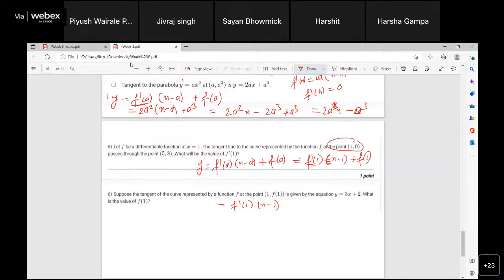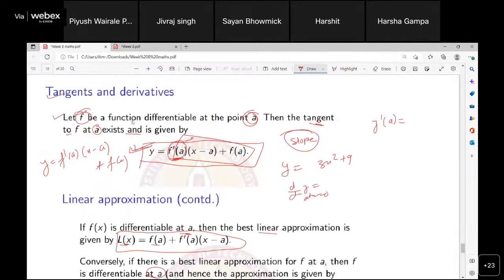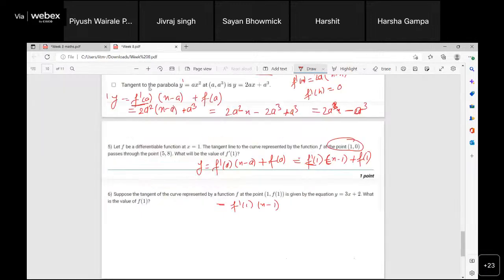Sir, I didn't go that way. I just derived that and then went for the slope. I used the slope-intercept form and just made it. Yes, that is a way you can do it, but this week we are learning this method. In the exam you can do anything. Okay, sir, we are just doing this here.